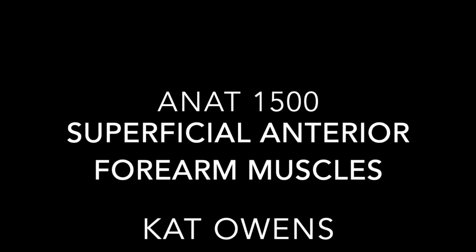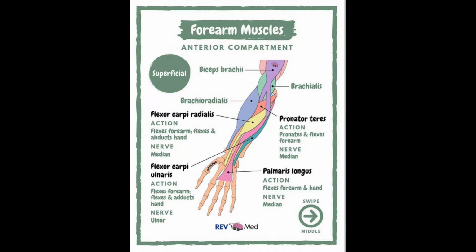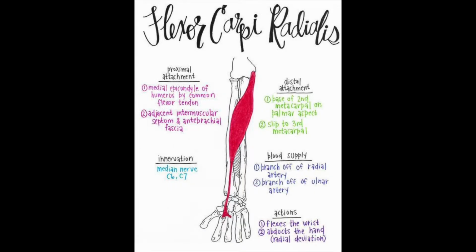Everyone. Today we will be looking at the superficial anterior forearm muscles. So first we're looking at the flexor carpi radialis, which has an origin of the medial epicondyle of the humerus and an insertion of the base of the second metacarpal and base of the third metacarpal, with the nerve as the median nerve, and the main actions are flexion and abduction.